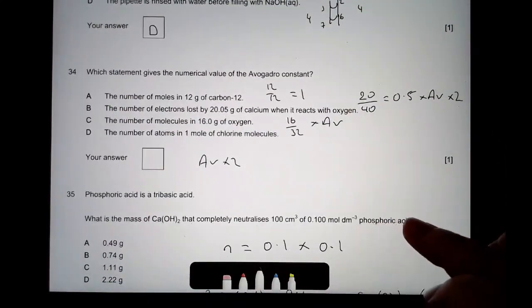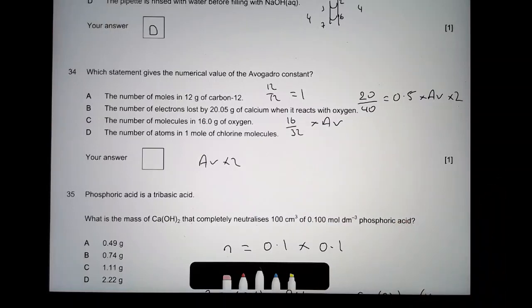Which statement gives the numerical value of Avogadro's constant? You'll need to work out what the answer to all of these problems is and then see which answer is Avogadro's constant.